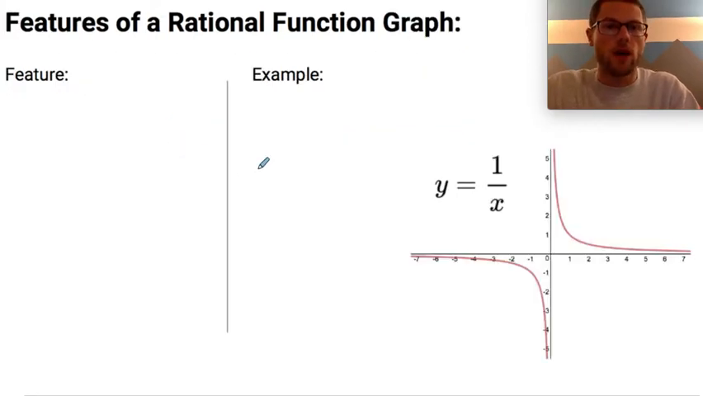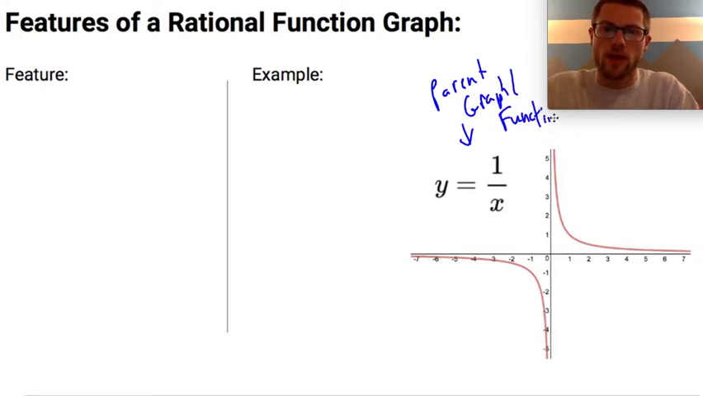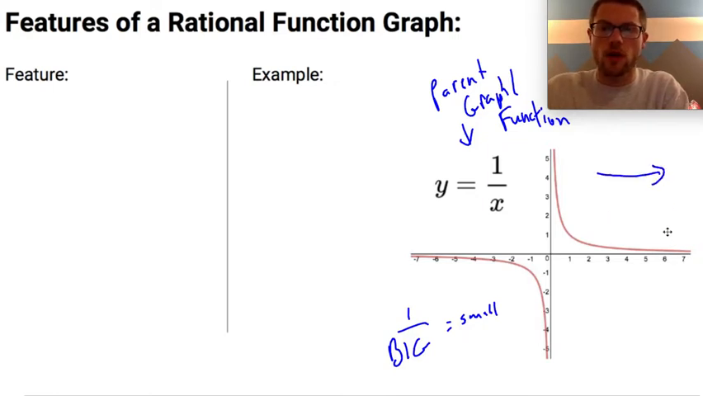Let's talk about what makes up a rational function graph. This is the parent function of rational functions, the parent graph, and it's given by the equation y equals 1 over x. Hopefully this picture looks somewhat familiar to you. If not, let's think about where it comes from. As x gets bigger and bigger, if I take 1 and divide it by a big number, that should equal a small number. So as I go this way, as x gets bigger, my y values get smaller.